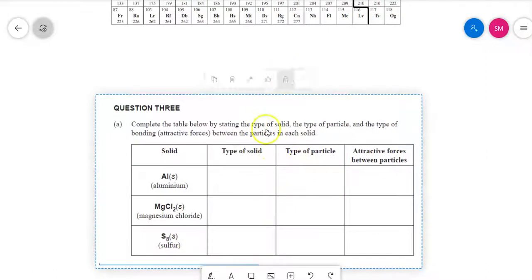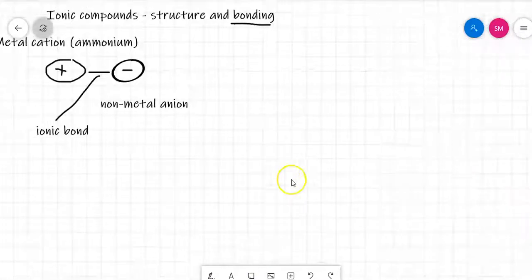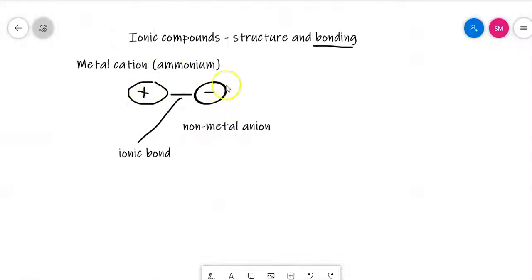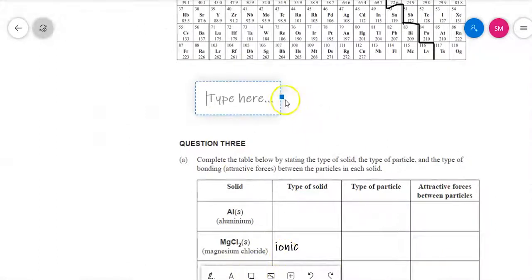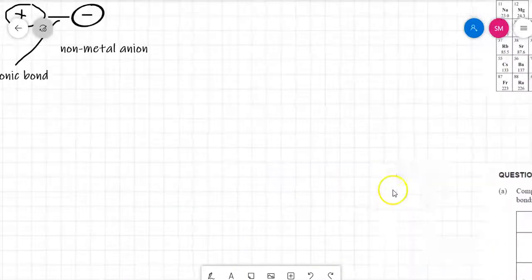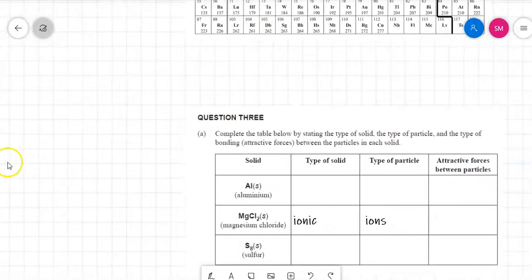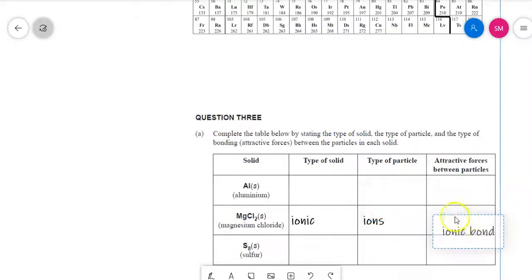The type of particle, there we go. The type of particle is, so if we look back here, what are the particles that are in this ionic compound? We've got ions. So the type of particle in an ionic compound is simply ions. And then for the final part of it, the attractive forces between particles is, and we've done it over here. It's an ionic bond. So we get the ionic bond. That is all we need to do for the ionic compound.